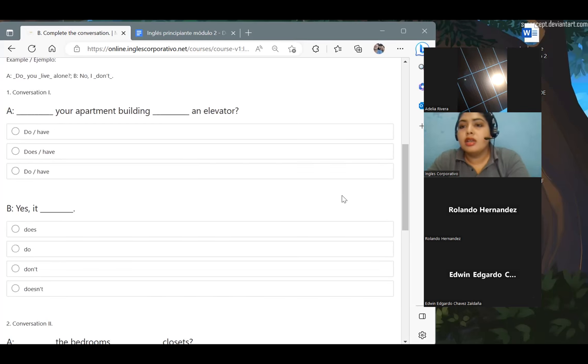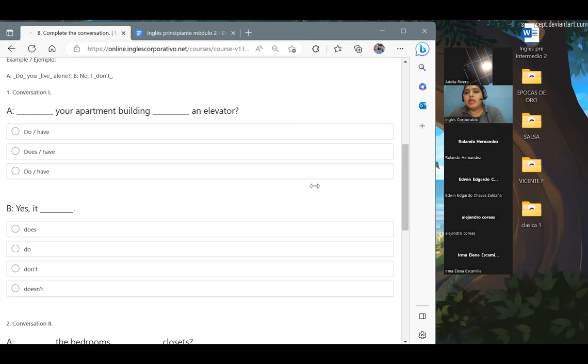Tenemos dos partes. We are going to have a couple of minutes to think about the answer. 2 minutes for each section. Vamos a tener 2 o 3 minutos para pensar en nuestra respuesta. Y lo vamos a ir haciendo por secciones. So, 2 or 3 minutes to think about the answer.